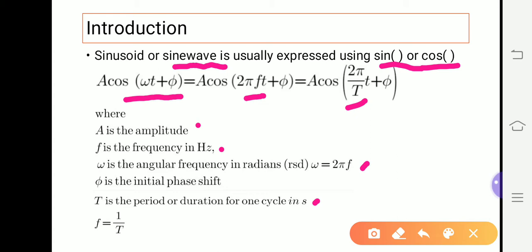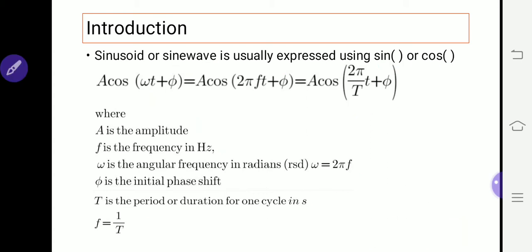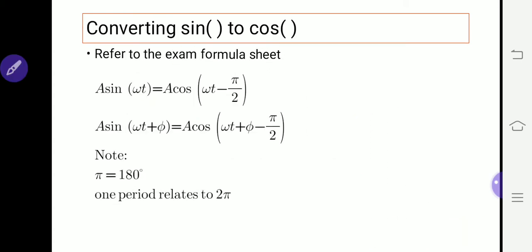So ω is equal to 2πf, and φ, that you see in the last part, is known as the initial phase shift. The other important thing is that frequency is 1 over period. Next we look at sine.